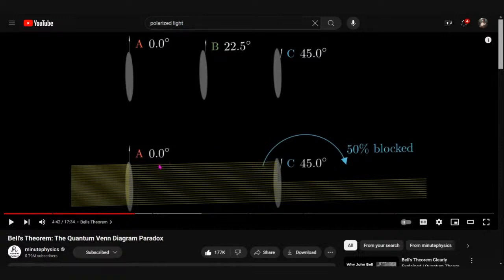It depends on the previous one. Assuming it's everything between 0 and 90, it's linear. So what gets through A? Yeah, it's 50%. Why? It's not 100%. It's 100% of the 0, it's 0% of the 90, it's 50% of the 45. Yeah, you're right. It sounds like it should be 50% from symmetric argumentation. So this is 50%.